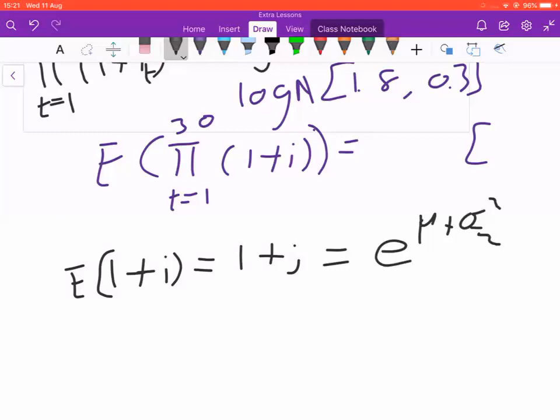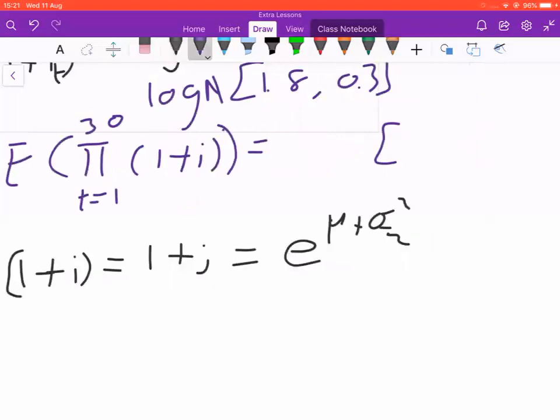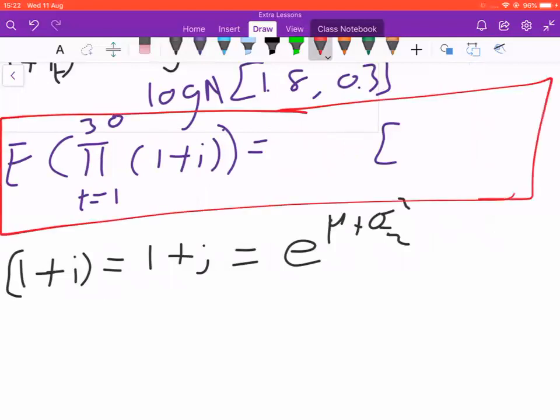So we are trying to find this J, right? Because you will have to substitute it in your equation. The expectation of this value over here is going to be equal to 1 plus J to the power 30. So you need this J, right? That's why I say this one needs you to have proved those equations first.